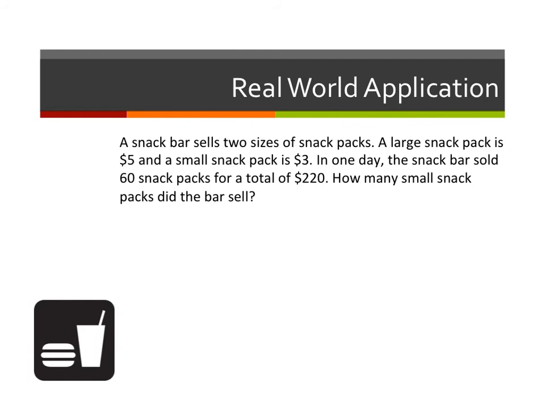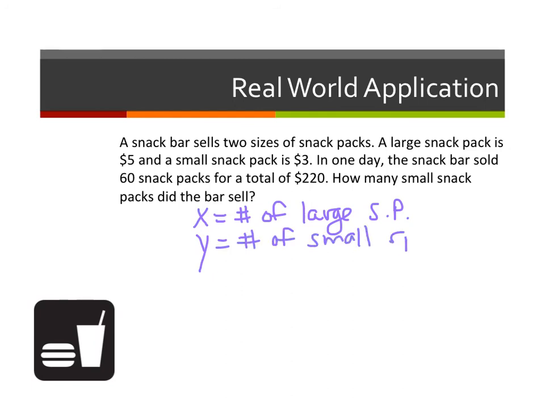Well, first of all, we need variables. So we are going to write equations for this. We are going to choose 2 variables. Let's use x to represent the number of large snack packs, and y will represent the number of small snack packs. Now, we know the total. We know they sold 60. So x plus y must equal 60.